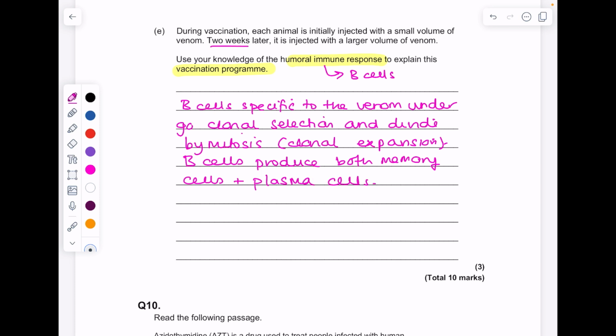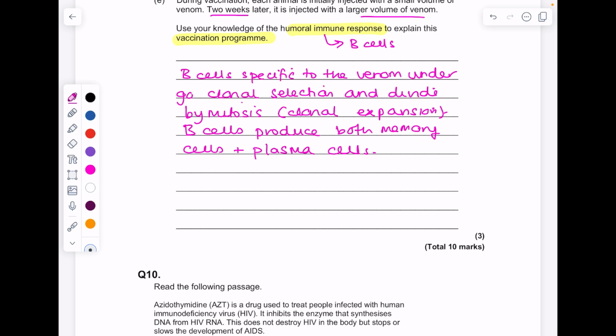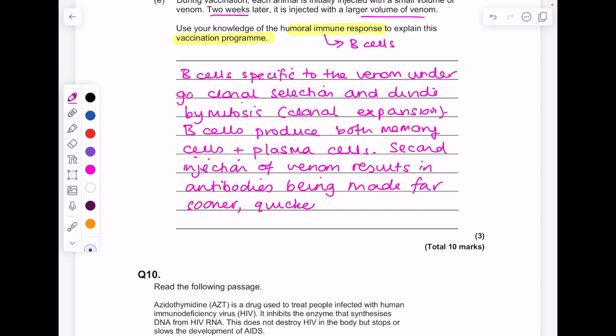What's the purpose of the larger volume of venom being injected 2 weeks later? Well, that means that as a result of that second dosage, those antibodies, which form part of the secondary immune response, will be produced far quicker, far sooner, and in much greater concentration. And it also makes sense that you want to keep that first dose nice and low because, after all, you don't want to accidentally kill the animal in question.